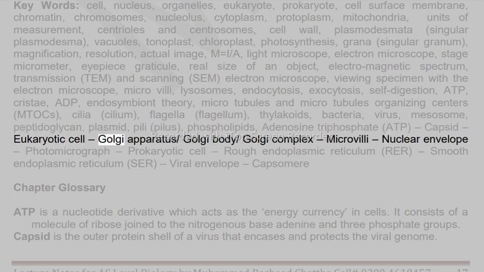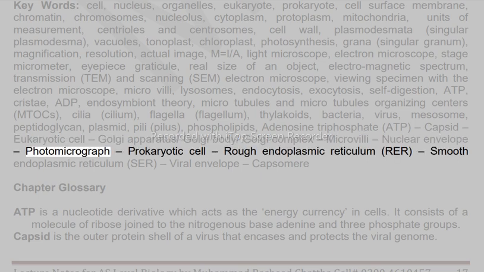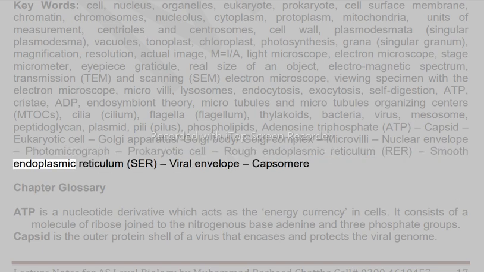Eukaryotic cell, Golgi apparatus, Golgi body, Golgi complex, microvilli, nuclear envelope. Photomicrograph, prokaryotic cell, rough endoplasmic reticulum, RER, smooth endoplasmic reticulum, SER, viral envelope, capsomere. Chapter glossary.